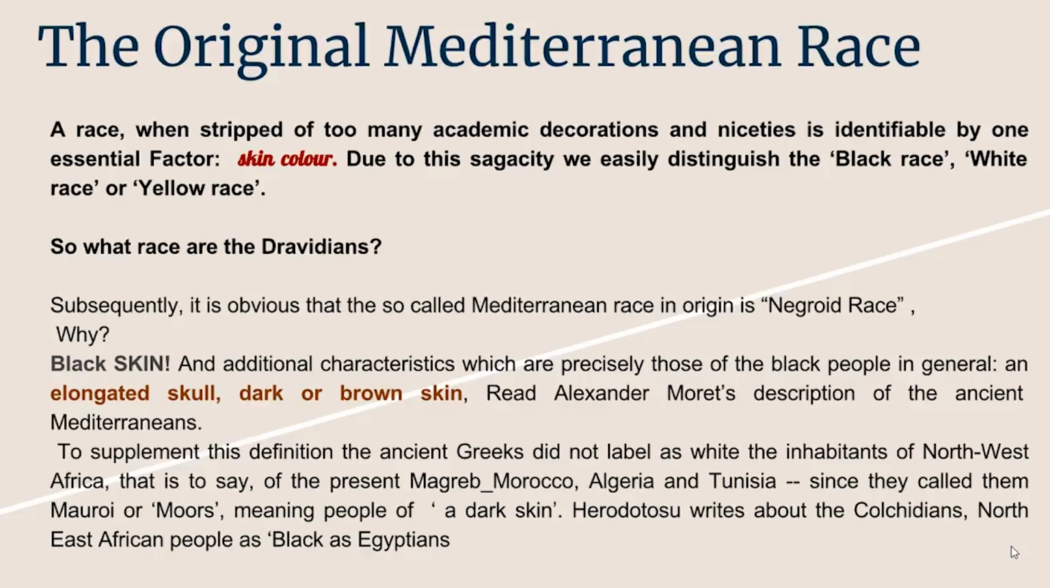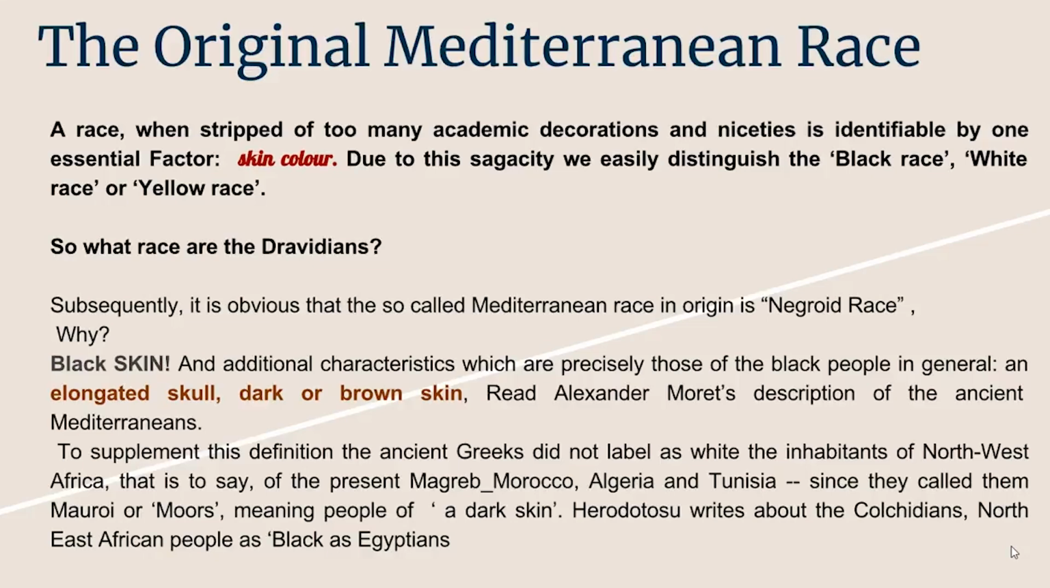Due to this sagacity, we easily distinguish the black race, white race, or yellow race. These three races are easy to distinguish, and in between there is a lot of blending. So, what race are the Dravidians? Subsequently, it is obvious that the so-called Mediterranean race in origin is a Negroid or Africoid race.